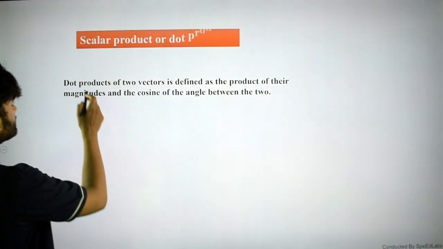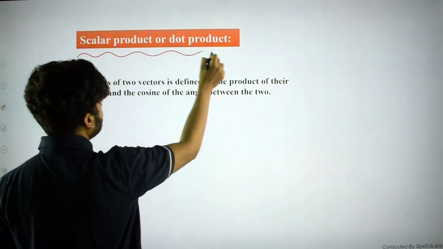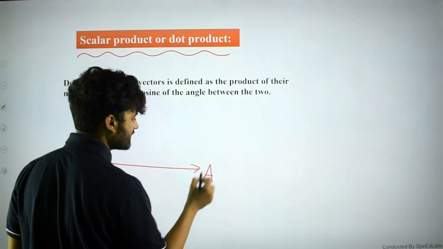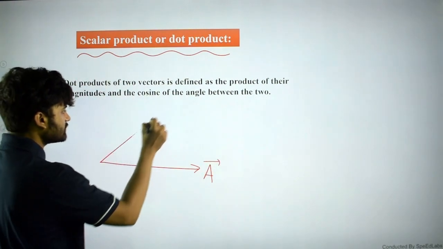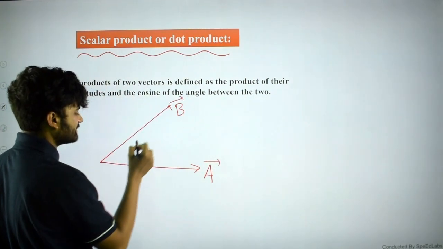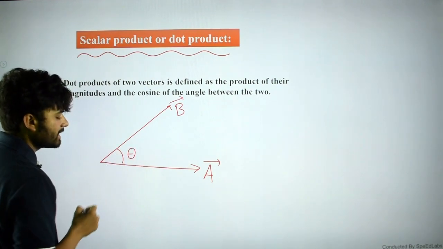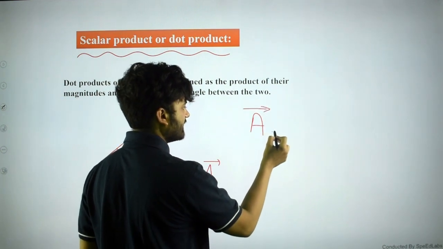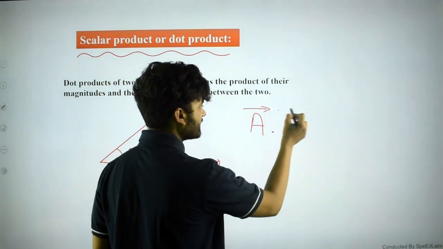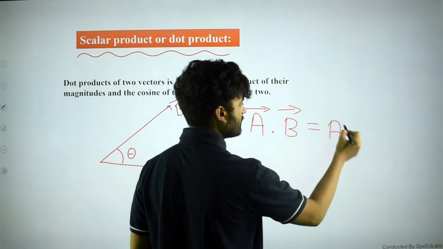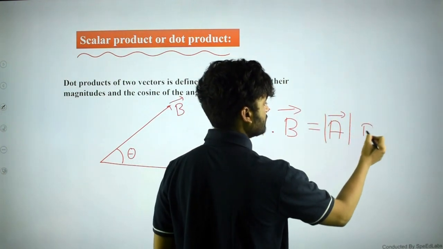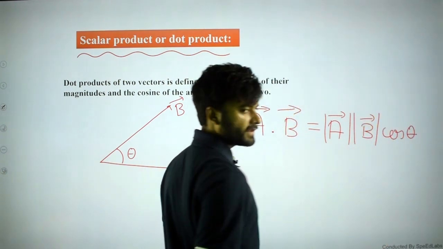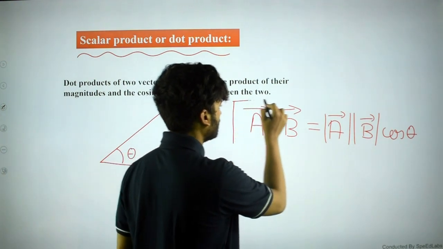The dot product, or scalar product, is defined like this. Let's say this is your a vector, and suppose this is your b vector, and the angle between them is theta. So how is the dot product defined? a vector dot b vector is equal to the magnitude of vector a, times the magnitude of vector b, times the cosine of the angle between them, cos theta. So this is how you define the dot product.